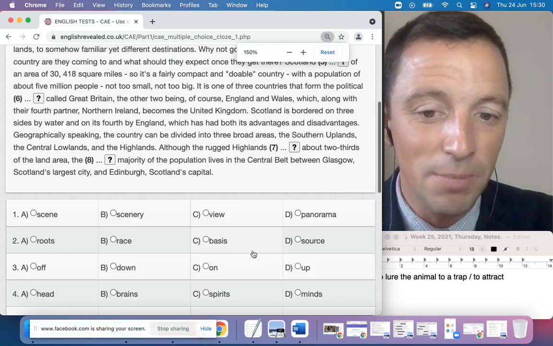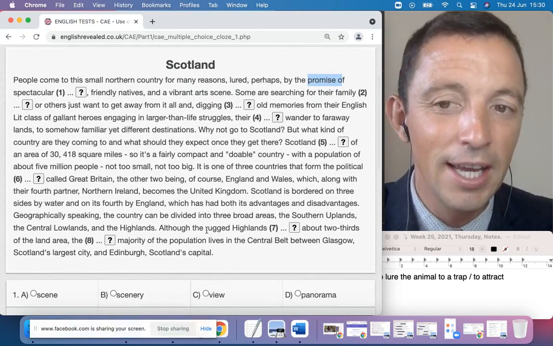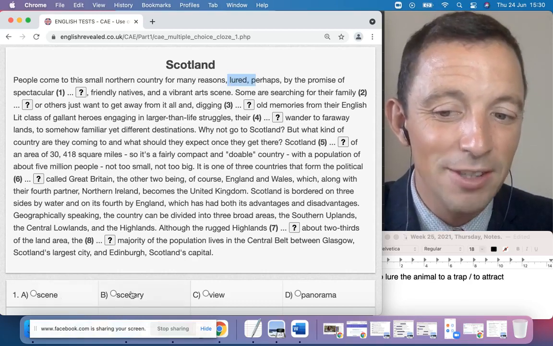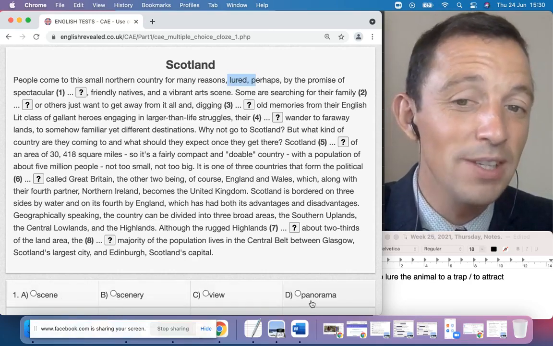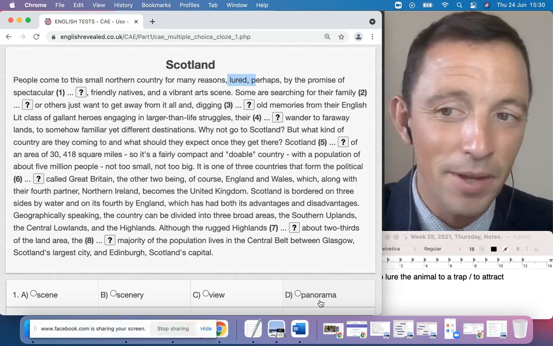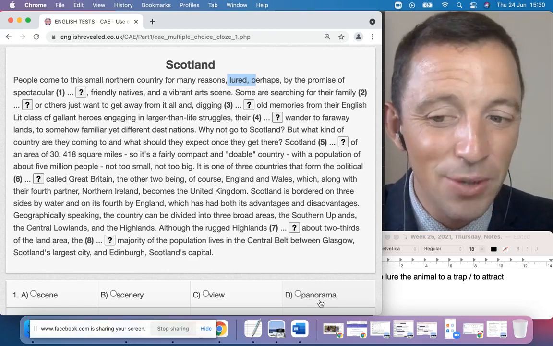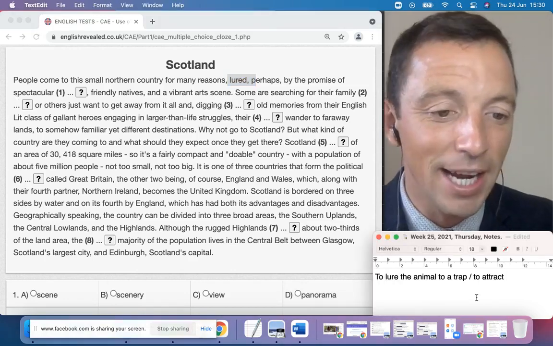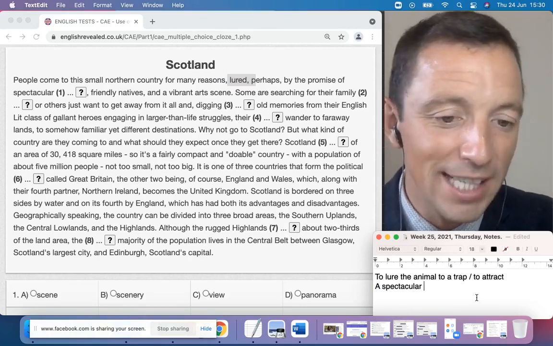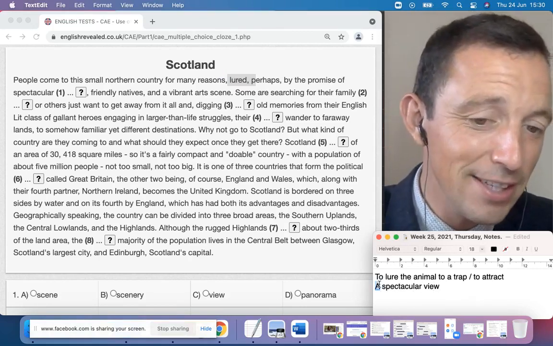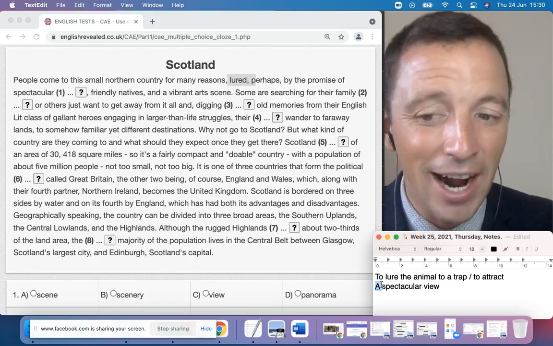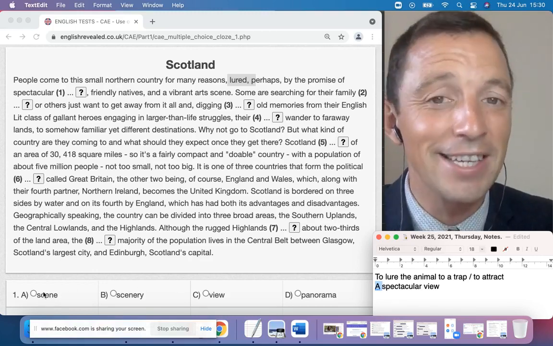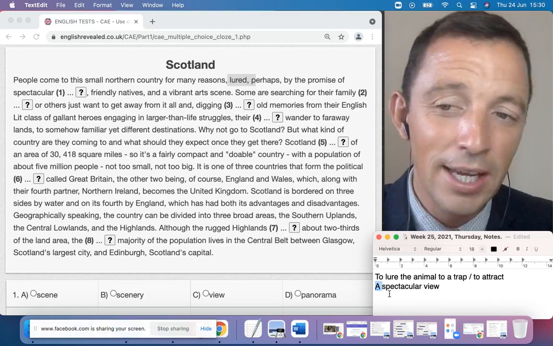Okay, so let me make it a bit smaller so you can see everything. That's probably the best. So people are attracted, they are lured by the promise of spectacular scenery, spectacular view, spectacular panorama. First I want to tell you that here we have no article, so normally we say a spectacular view, so you need the article, but in this situation we don't have the article, and for that reason I will eliminate scene and view because they are singular, and because there is no article it's not possible.